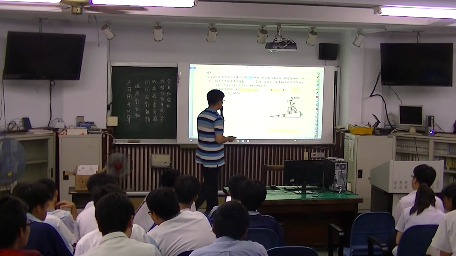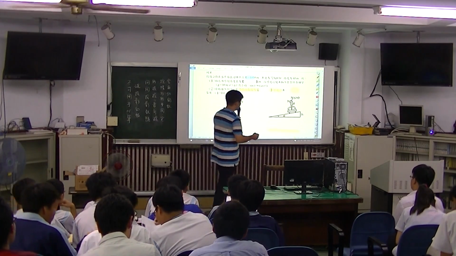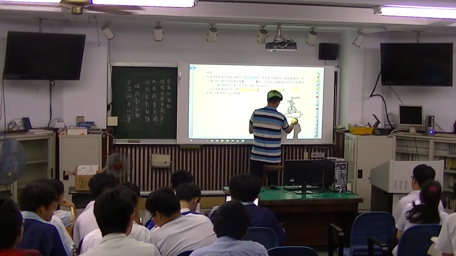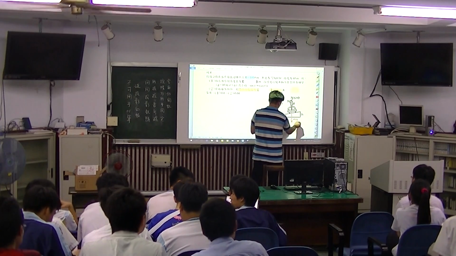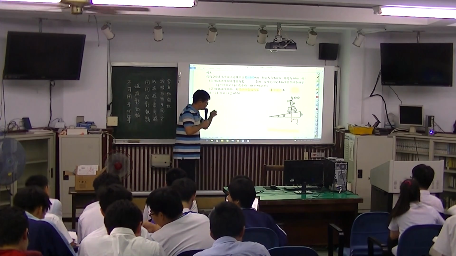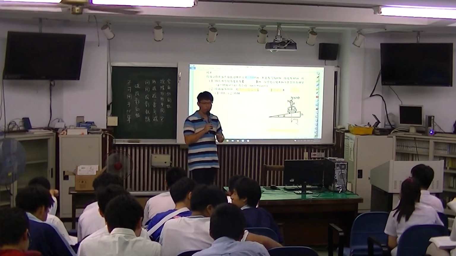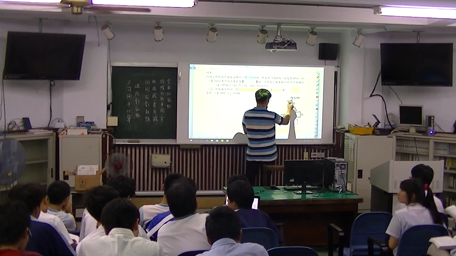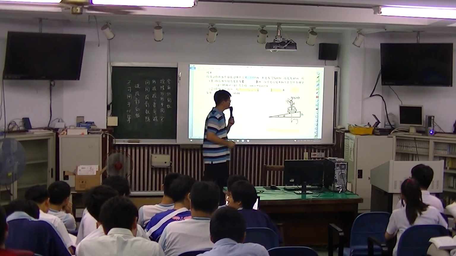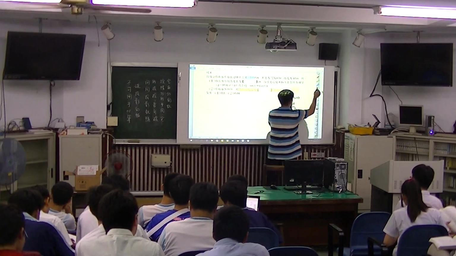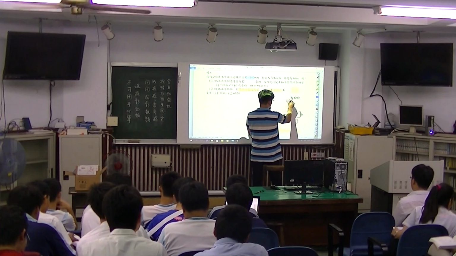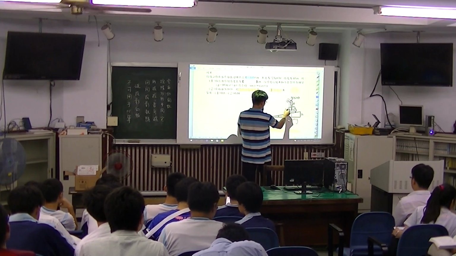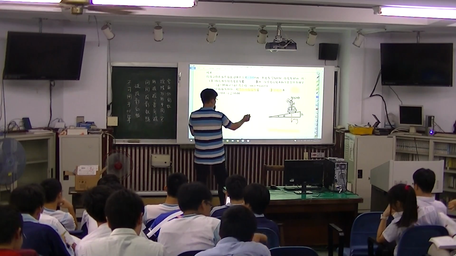First we have to draw the free body diagram. The gravitational force acts on the car, and the next is the normal force of the road. So we can get the total force on the axis. Okay, so we can get a free body diagram.